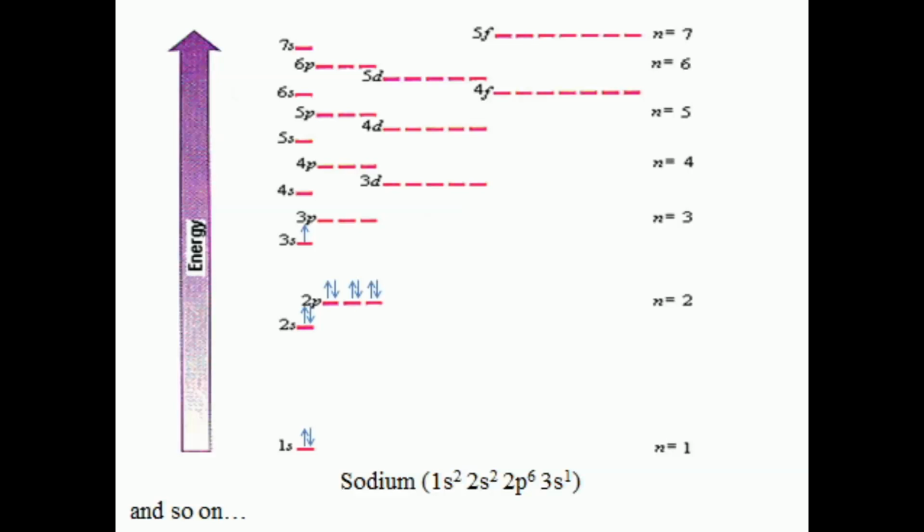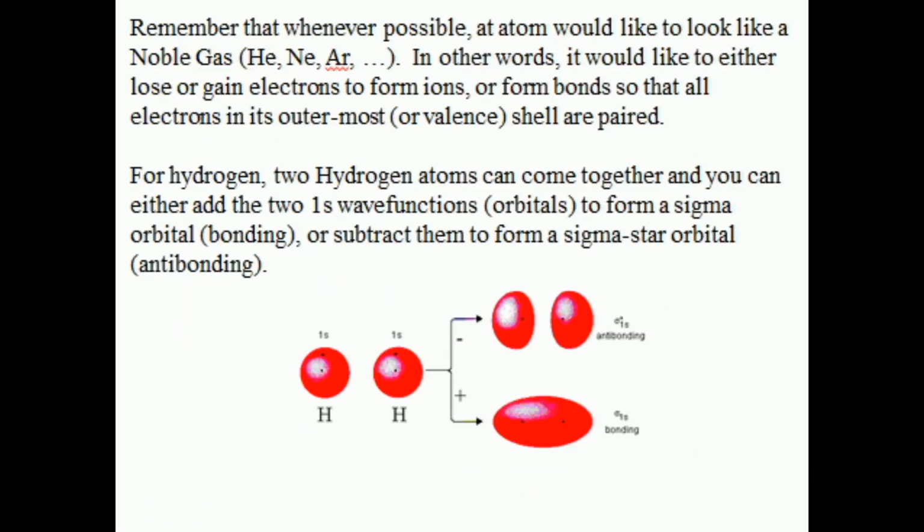Okay, this continues, and you continue to fill them up from the bottom up. And whenever you've got a bunch of orbitals that are all the same, like the 3p's, you put 1 in each before you start pairing them. Remember that whenever possible, an atom would like to look like a noble gas: helium, neon, argon, etc. In other words, it would like to either gain or lose electrons to form ions, or form bonds so that all of the electrons in its outermost or valence shell are paired.